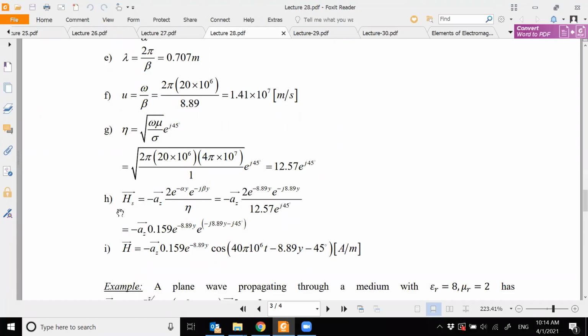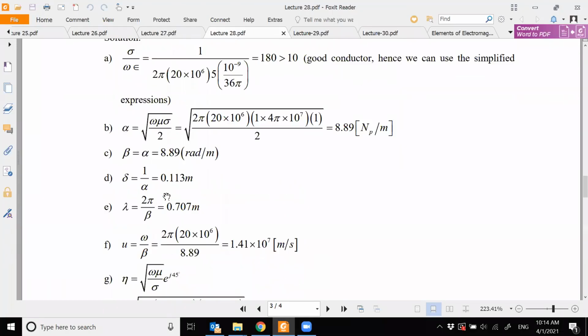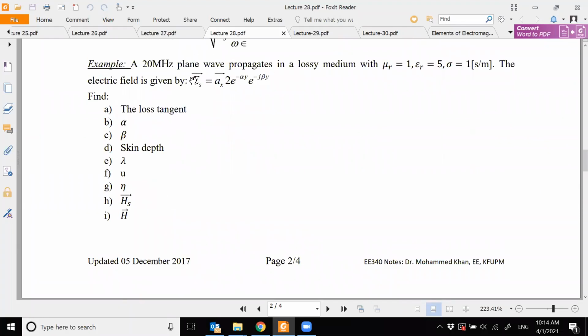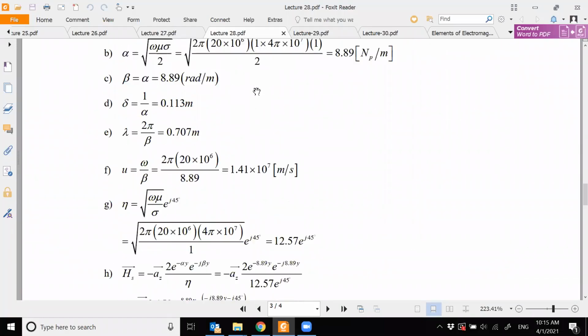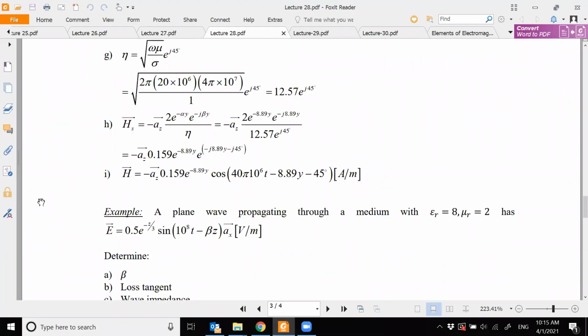And then what will be your H_s, the associated H_s? If this is my electric field, which is in the X direction and propagating in the Y direction, here again we follow the same idea that we have been using in the last 2 classes.